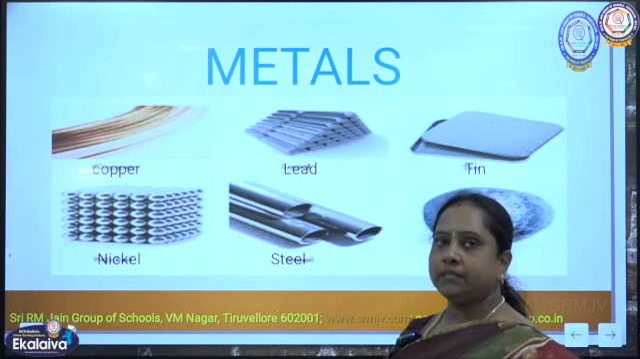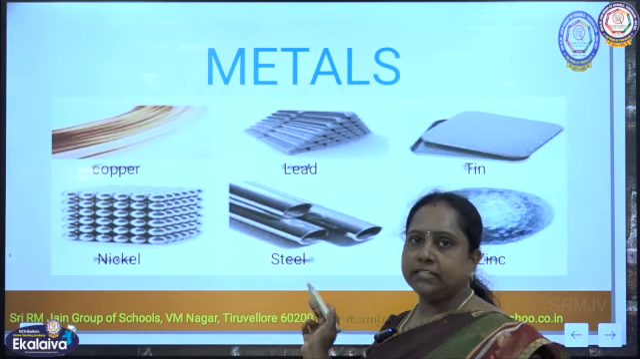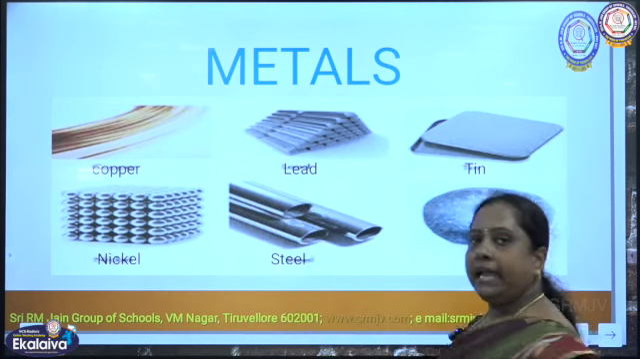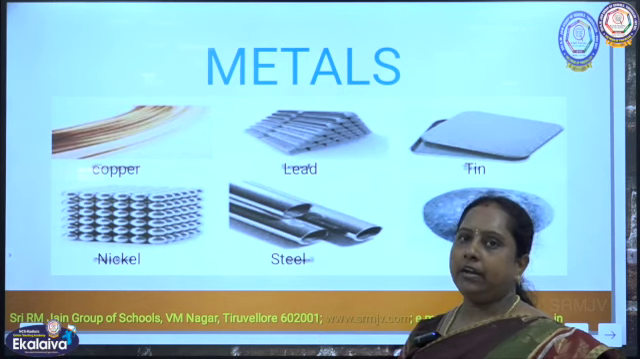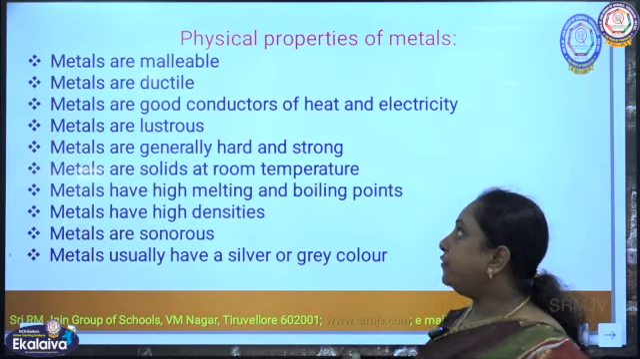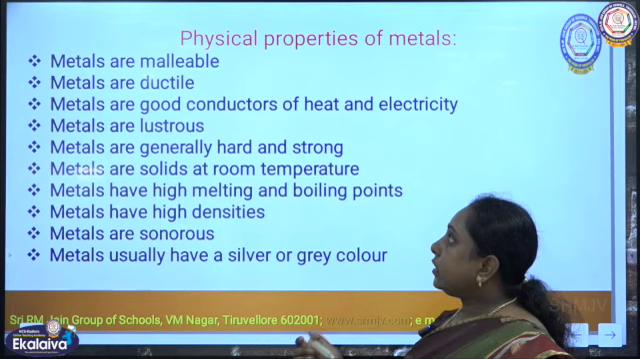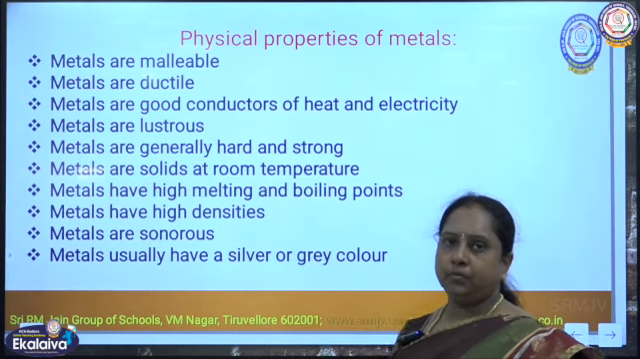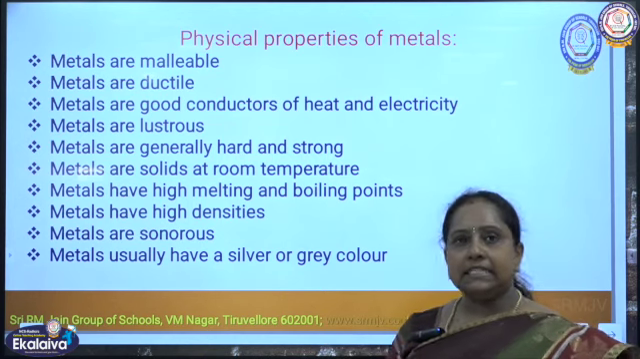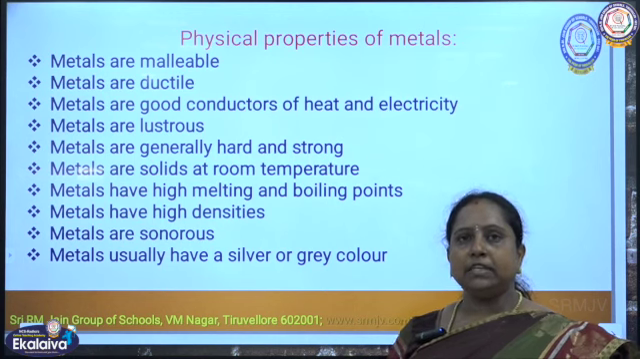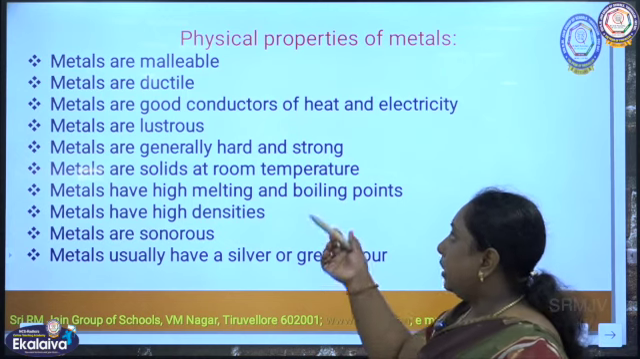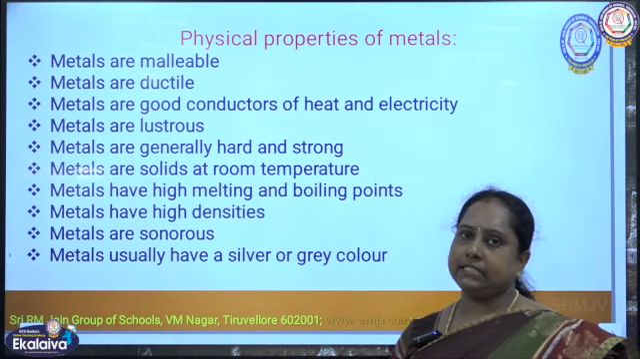When you take metals, these are the well known metals: copper, lead, tin, nickel, steel and zinc. We are going to learn in detail about the physical properties of these metals. Metals are usually malleable. What does malleable mean? They can be made into thin sheets. Metals are ductile, which means from the thin sheets we can draw wires of the metals, which can be used for many purposes. Metals are good conductors of heat and electricity.